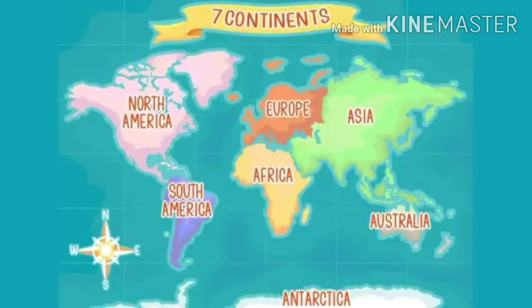But is our world actually flat like the map? The earth is actually round and shaped like an orange, a little flat at the top and bottom. It is slightly tilted at an angle of 23.5 degrees.